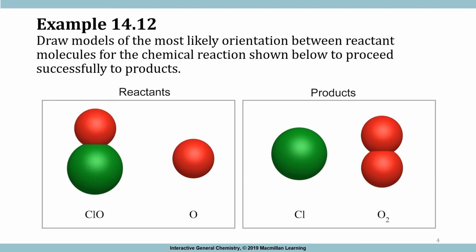Example 14.12 says draw molecules of the most likely orientation between reactant molecules for the chemical reaction shown below to proceed successfully to the products. So we're going from ClO and oxygen, and we're trying to create just chlorine by itself plus O2. So essentially a collision has to happen for that O2 to be created. So that O just has to eventually hit the ClO in the right position for it to become the products.